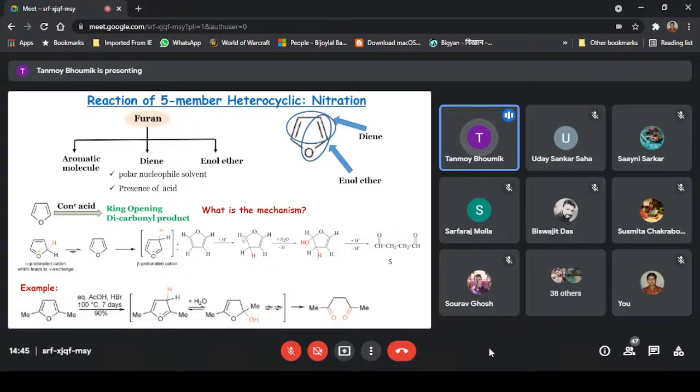So now, for example, if we have formaldehyde or acetic acid in HBr, then what happens? We have acetic acid and HBr at 70 to 100 degrees Celsius. Then immediately this ring is opened, and the reaction goes in such a way that a ring opening reaction really happens.